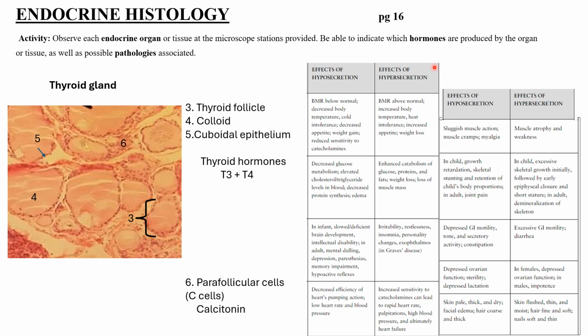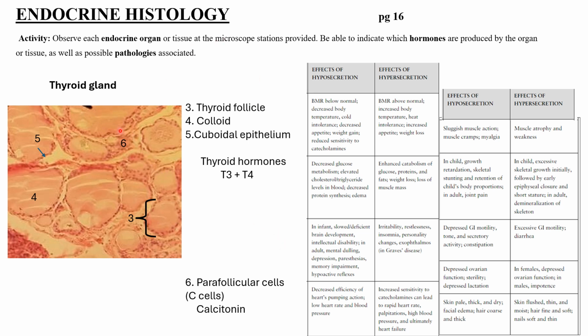I took this chart from your Pearson e-text. You can go over this. By and large, the thyroid gland increases the metabolism, and it produces heat, and then it affects many systems. It is very important to have normal thyroid hormone levels in the body.